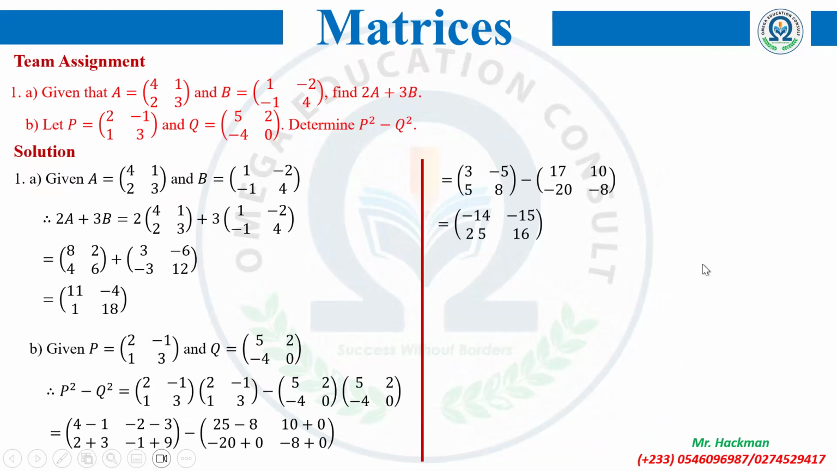We have, I think, about 4 questions or so. Question one of the team assignment is exactly what you have here. As usual, as you read a question, make it a habit to underline the salient part. Here, question 1A, we've been given these two matrices, and we are asked to find the matrix 2A plus 3B. This was one of the easiest of all the questions.